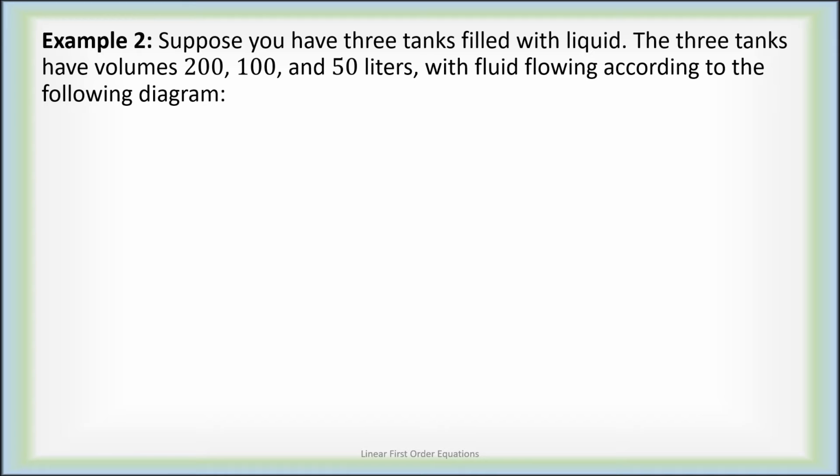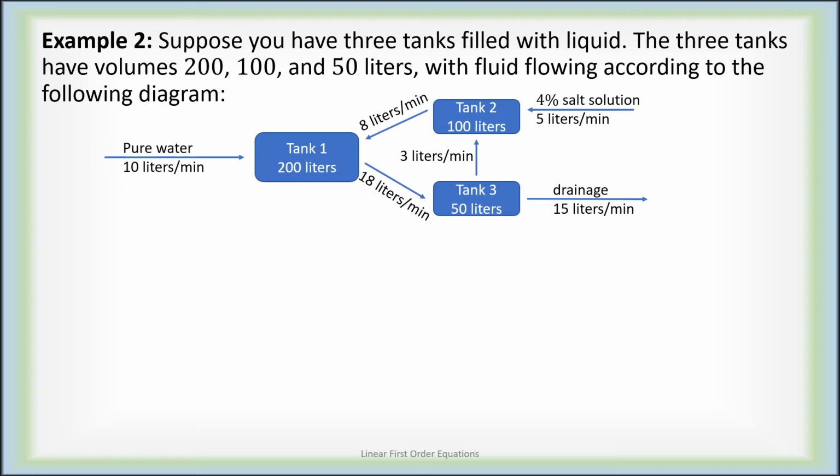For our second example, suppose we have 3 tanks filled with liquid. They have volumes 200, 150 liters respectively, and fluid flows back and forth between them according to this diagram right here. So pure water flows into tank 1 at a rate of 10 liters per minute. Tank 1 actually drains 18 liters per minute into tank 3, which sends 3 liters into tank 2. Tank 2 sends 8 liters back into tank 1. However, tank 2 has also got 5 liters per minute of a 4% salt solution flowing in. And in order to make this all balance out, we need to drain 15 liters per minute out of tank 3.